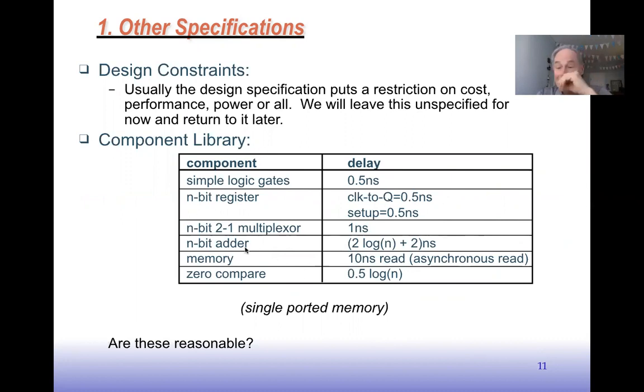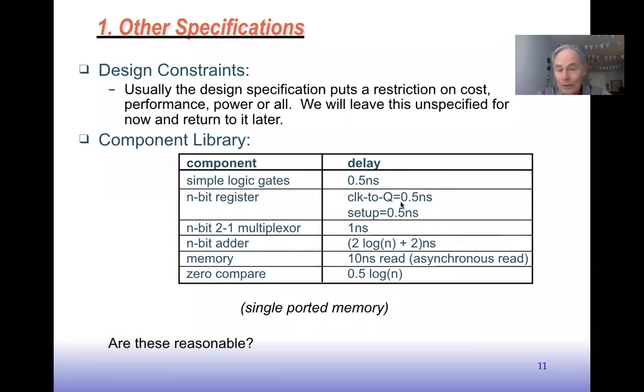Here's the component library we're going to use. These are the numbers. They're kind of just made up. They don't correspond to any real circuits, but I think they're somewhat realistic. We have simple logic gates, and we'll assume each logic gate has a 0.5 nanosecond delay through it. So we need these actual delays so we can calculate the performance of our implementations and use those as a way to guide our optimization to get more performance. And I'll show you how we're going to do that later.